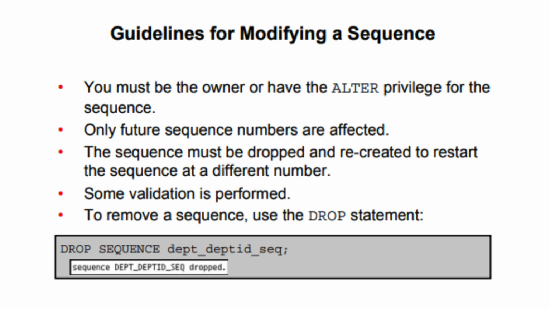Only future sequence numbers are affected by the ALTER SEQUENCE statement. The START WITH option cannot be changed using ALTER SEQUENCE. The sequence must be dropped and recreated to restart the sequence at a different number. Some validation is performed. For example, a new MAXVALUE that is less than the current sequence number cannot be imposed.